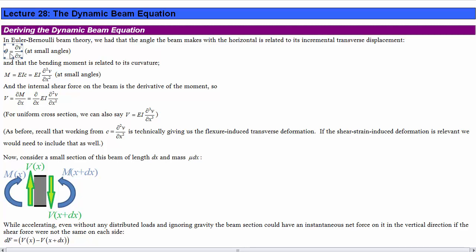Remember that the angle that a beam makes with the horizontal is the first derivative of its transverse position with respect to x. And from our flexure equation, the moment is equal to EI times the curvature, where the curvature is the second derivative of transverse position with respect to x. Then the shear force is the rate of change of moment with respect to x, so it ends up being the third derivative of transverse position with respect to x.